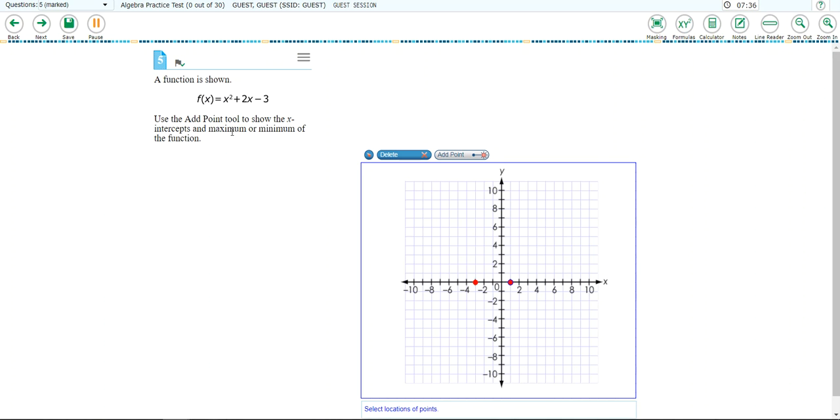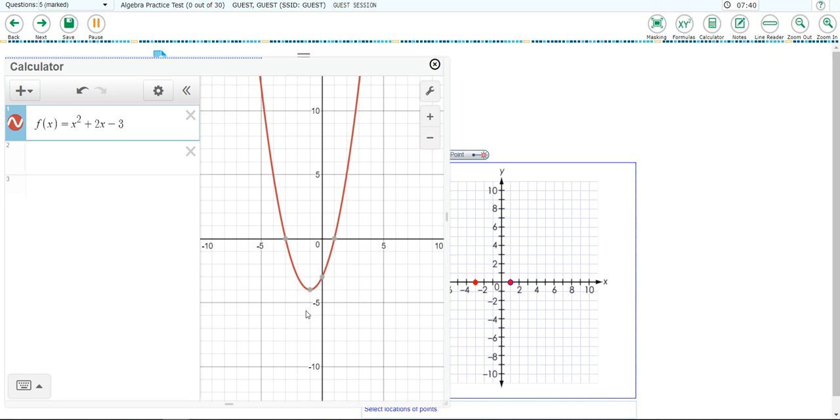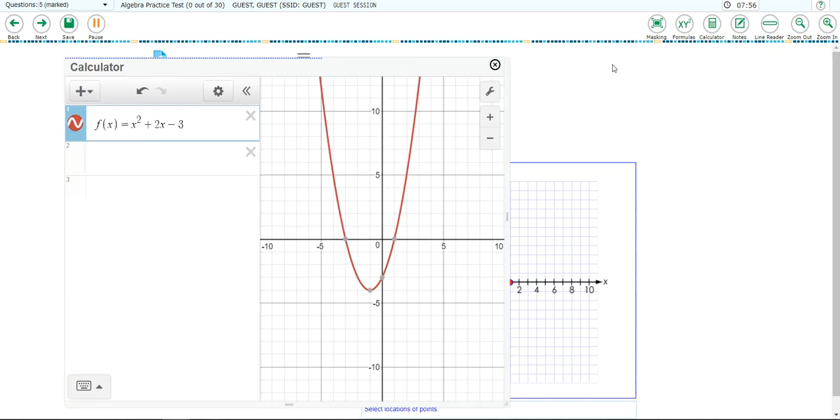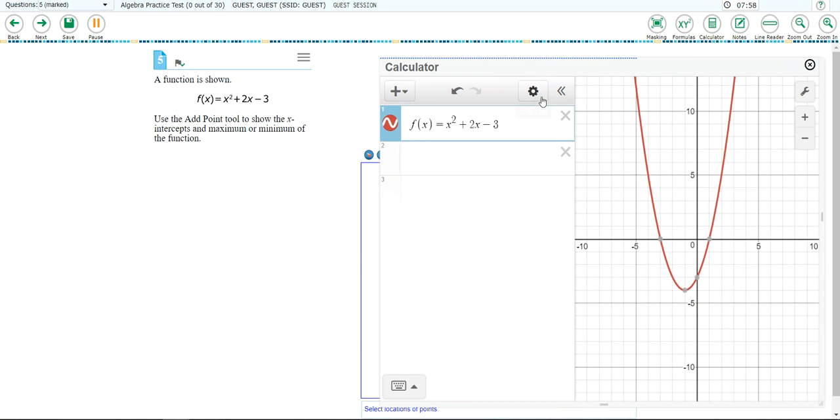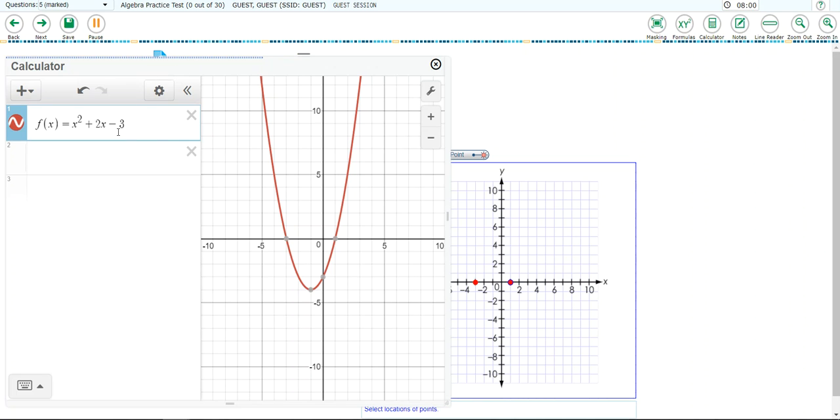Now I want to find the maximum or minimum. Well, when I look here, this is the minimum. It is the smallest point. But if I had a graph that was flipped upside down like that, that would be the maximum. That's the highest point. So I'm getting rid of that, and we're back to the equation that's in right here, the function that's given to us. And so the minimum point right here is -1, -4.